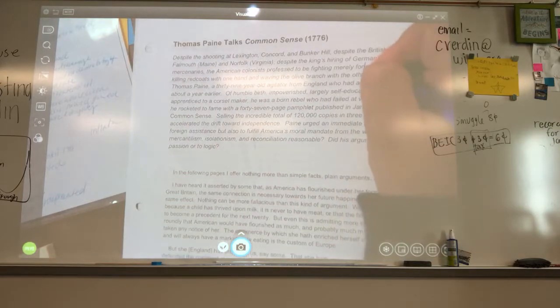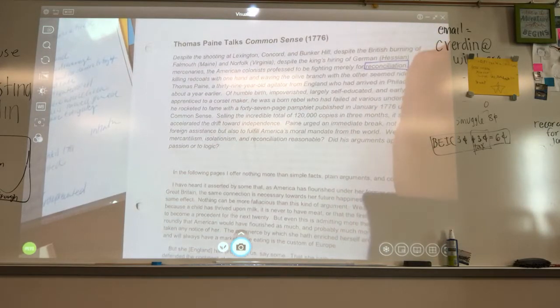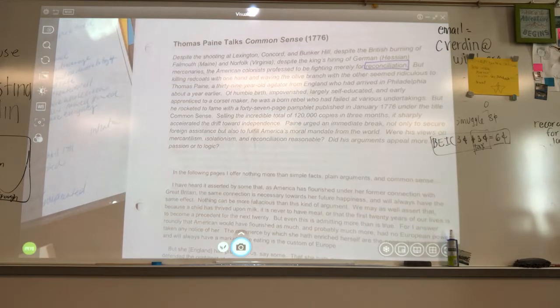I want you to think about this word. What does reconciliation mean? To reconcile, what does it mean to reconcile? To make peace, exactly. They're like breaking up, but they're like, no, we can come back together, right? Okay? And they're trying to make peace, come back together. But killing redcoats with one hand and waving an olive branch with another seemed ridiculous to Thomas Paine.